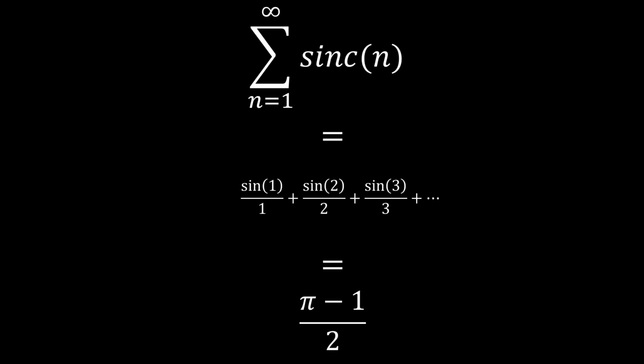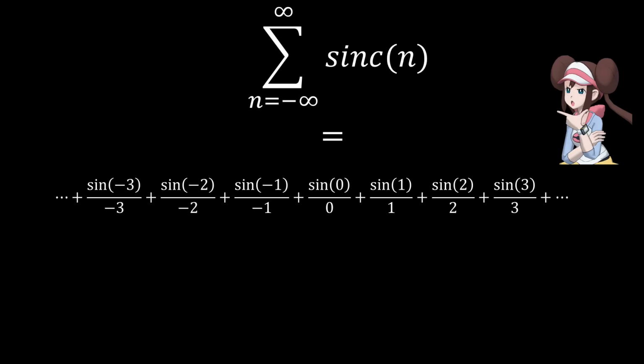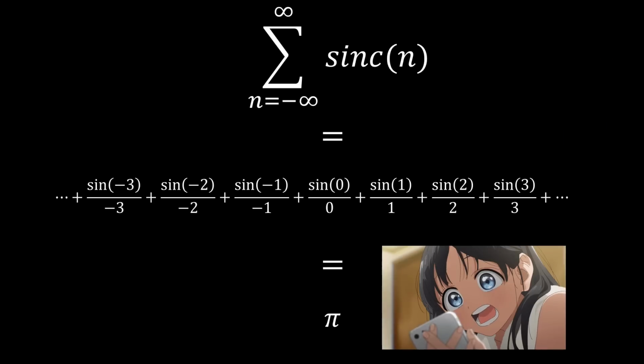I told you that if you sum Sinc for the positive integers, you get pi minus 1 over 2. Well, what happens if you sum over all the integers? Well, in that case, you literally just get pi. Absolutely beautiful and absolutely bonkers. But wait, we can get crazier.